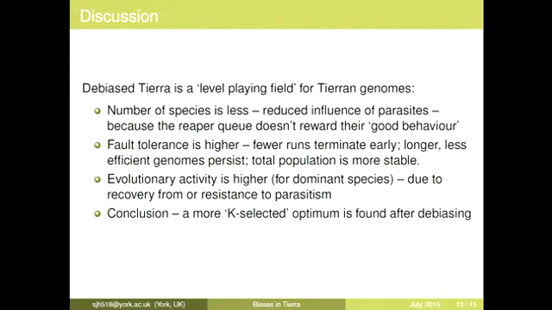One thing I've not been able to point out with graphs is that fault tolerance is higher. We see fewer runs terminate early in the debiased version of Tierra, because there's less volatility due to the effects of the parasites on the system. Evolutionary activity is higher for the dominant species because you're getting recovery from and resistance to parasitism, which allows the evolution of the self-replicators to become prominent in the system, I think. So the conclusion for the ecologists in the audience might be that you're getting a more K-selected optimum after debiasing the system, which I think is kind of an interesting property of what we've got here.